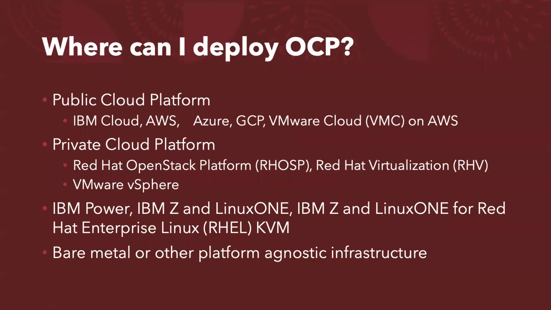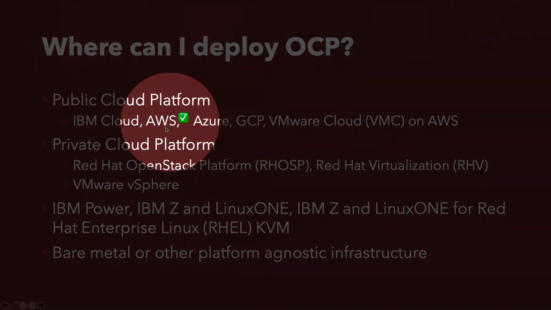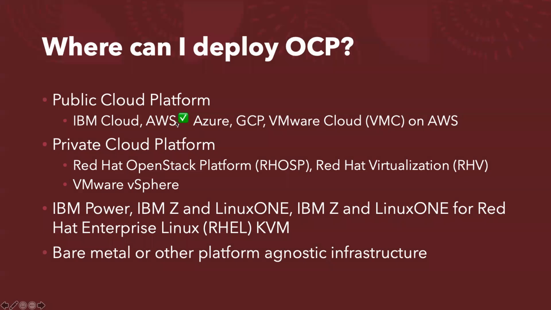So let's get started. First of all, where can I deploy OpenShift Container Platform? Literally anywhere. Whether it's a public cloud platform, private cloud, IBM hardware, or any other bare metal or platform-agnostic infrastructure. So today I'm going to focus on how to deploy OpenShift Container Platform on AWS Cloud.